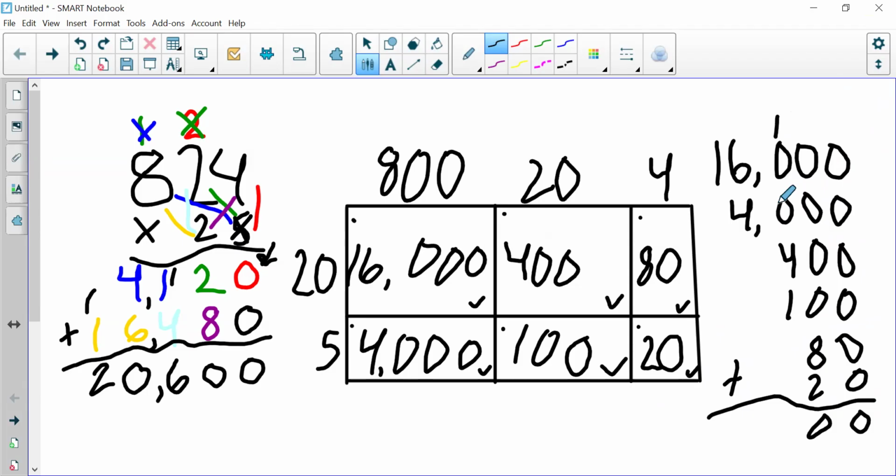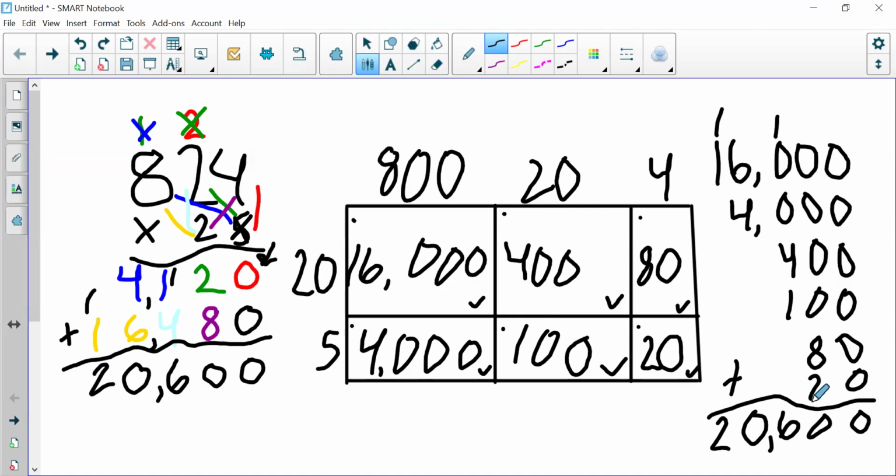Now 1 plus 0 plus 0 plus 4 plus 1. 6. We don't have anything to carry. Bring your comma down. 6 plus 4. 10. Good. So we put our 0, carry the 1, and then 1 plus 2. 20,600. Did we get the same answer?